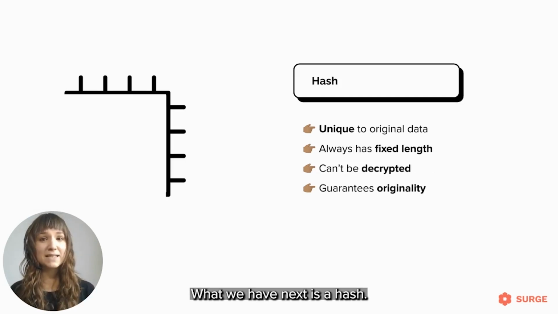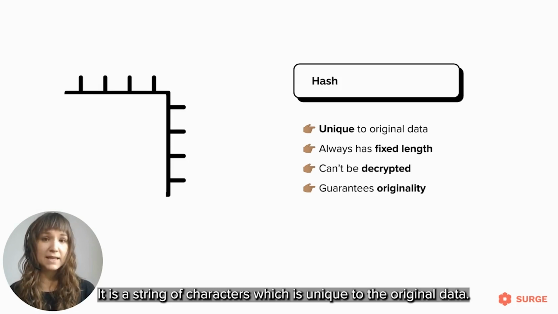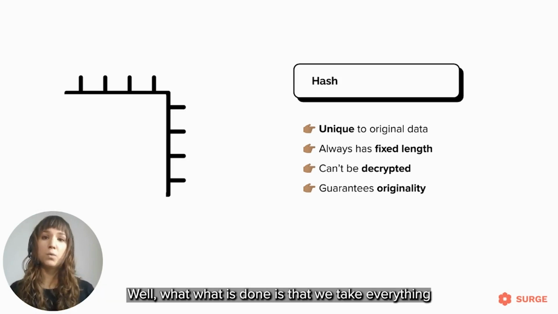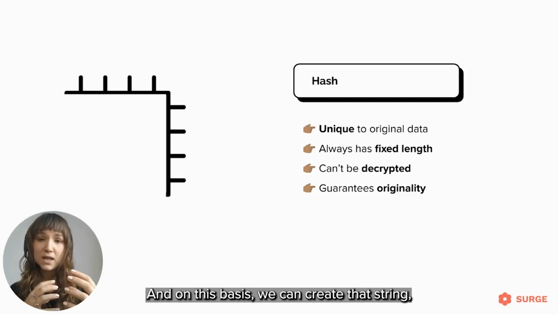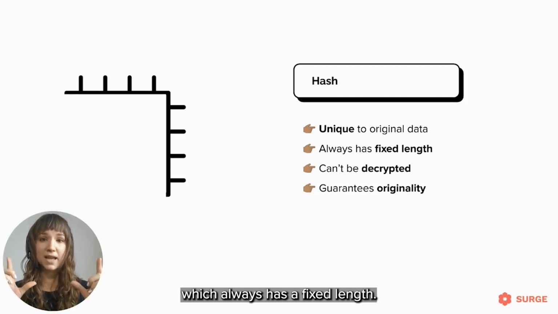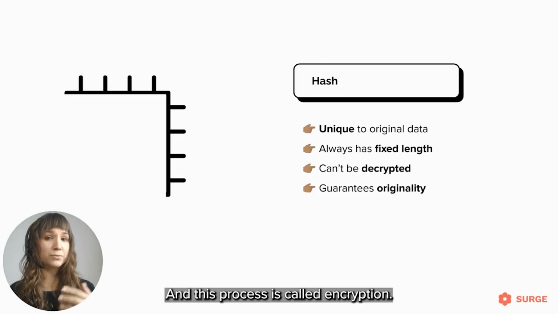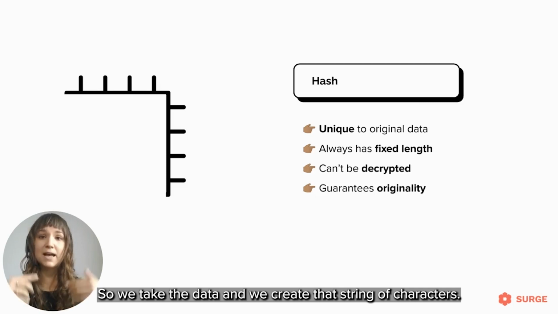What we have next is a hash. It is a string of characters, which is unique to the original data. And how is it created? Well, we take everything that's in the block, all the data, and on this basis, we create that string, which always has a fixed length. This process is called encryption. So we take the data and we create that string of characters.